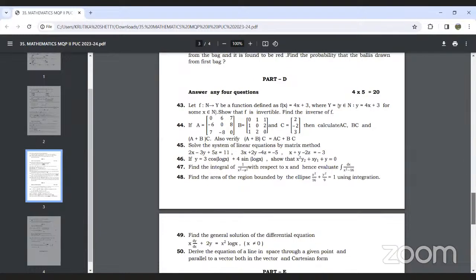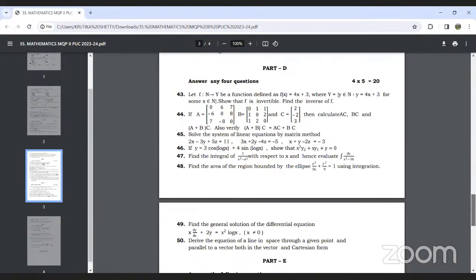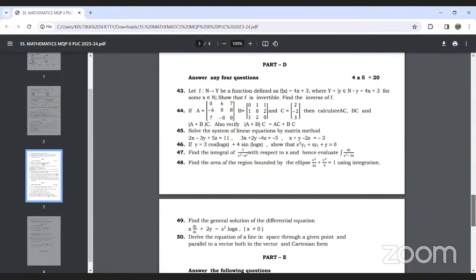Every question is from a different chapter. So if you go through the blueprint properly, on whichever chapter the 5 mark question is present, only there you can focus. See, here is the 43rd question, then 44, 45, 46. All questions are of a different level, and all are from different chapters.